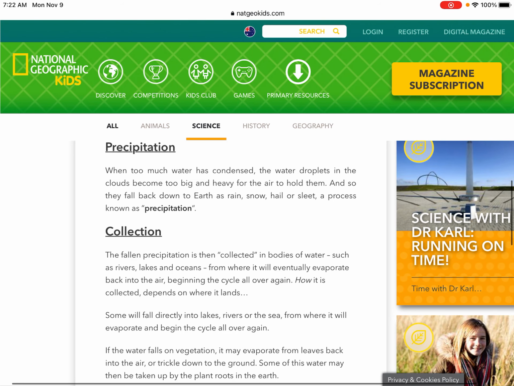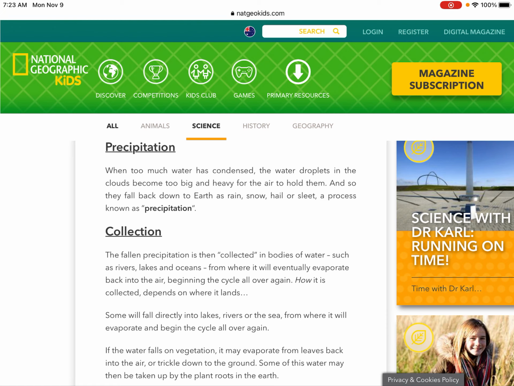Precipitation. When too much water is condensed, the water droplets in the clouds become too big and heavy for the air to hold them, and so they fall back down to earth as rain, snow, hail, or sleet, a process known as precipitation. Collection. The fallen precipitation is then collected in bodies of water, such as rivers, lakes, and oceans, from where it will eventually evaporate back into the air, beginning the cycle all over again.